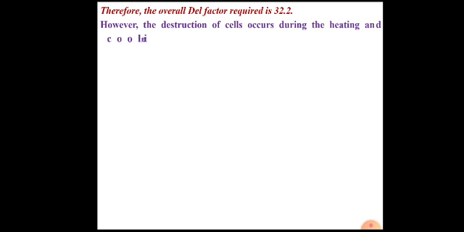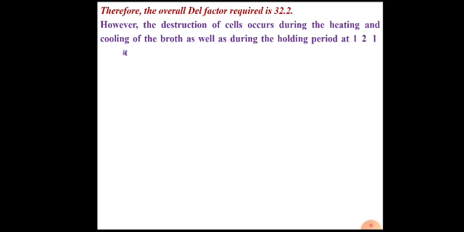Now we'll use this Del factor to calculate the holding time. That means for how much period of time your medium containing 10 raised to 11 cells should remain exposed to 121 degrees Celsius to get rid of 10 raised to 11 cells. That is what we are calculating. So the overall Del factor is 32.2, but we need to consider one thing here: the sterilization cycle consists of heating, holding and cooling.